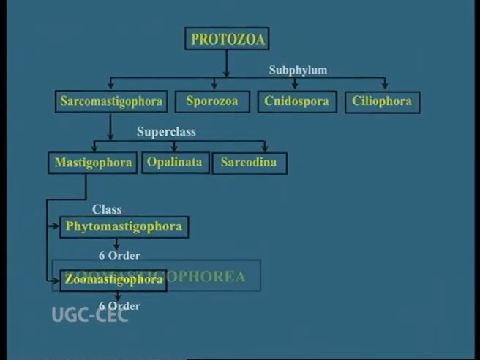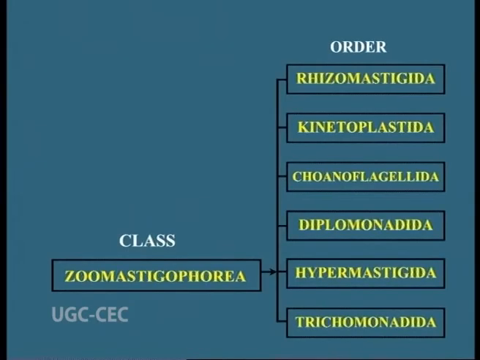Class Zoomastigophoria is classified into 6 orders. They are Rhizomastigida, Kinetoplastida, Coenoflagellida, Diplomonadida, Hypermastigida and Trichomonadida.